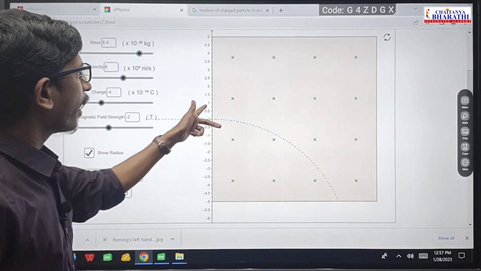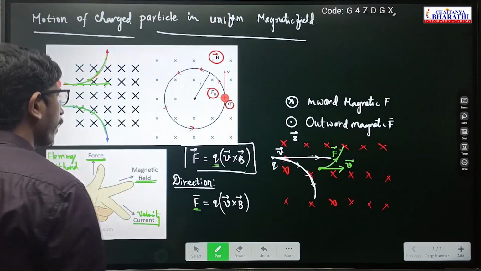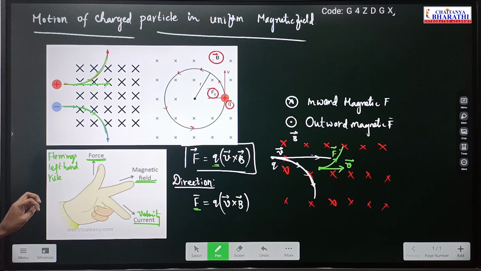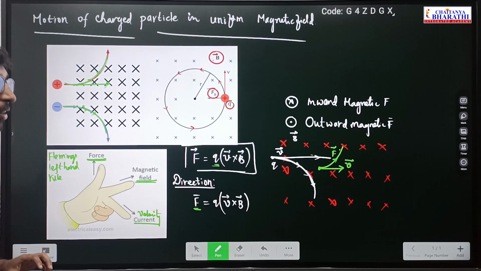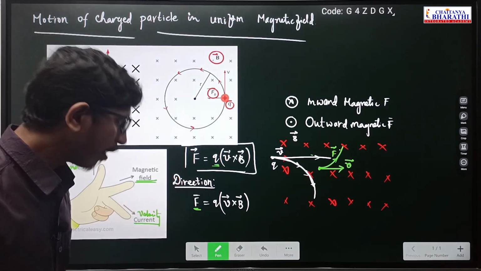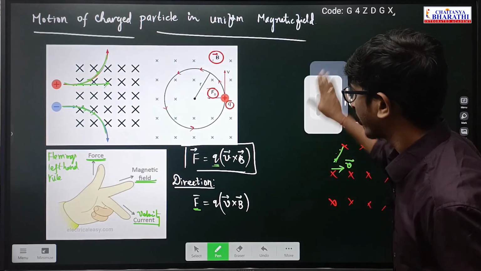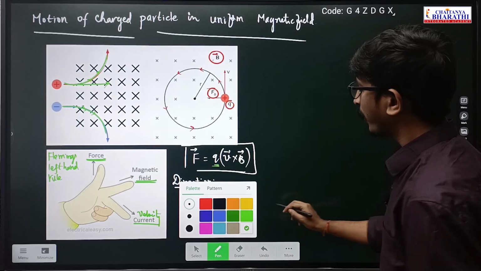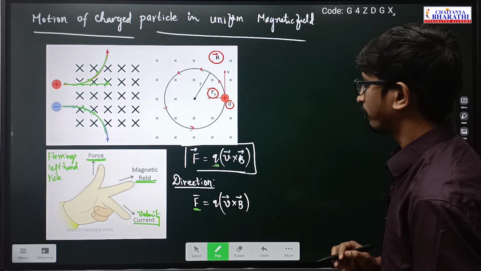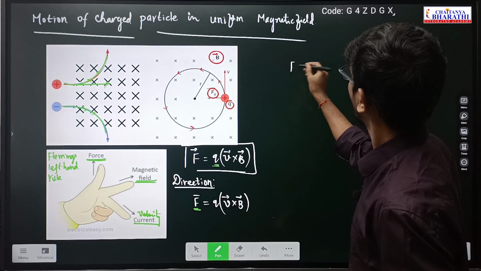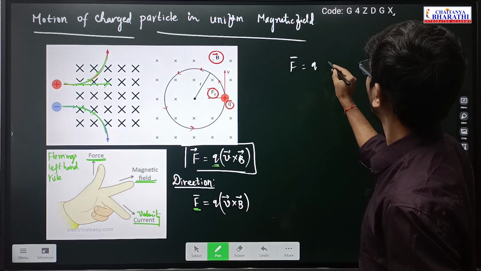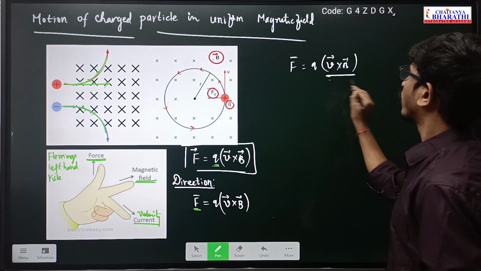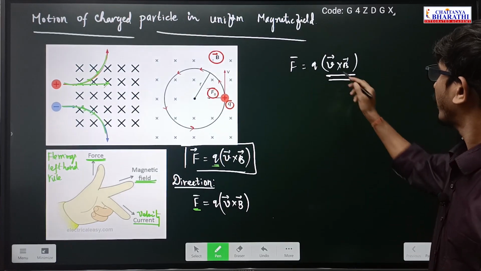Based on that, you can apply Fleming's left hand rule to determine the direction of the motion of this charged particle, I mean the direction of the force experienced by this charged particle. Now, to elaborate on this, in another way we can say the force F bar depends on q into V bar cross B bar, and we know this is a vector quantity.